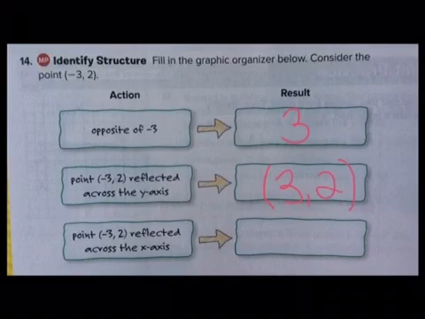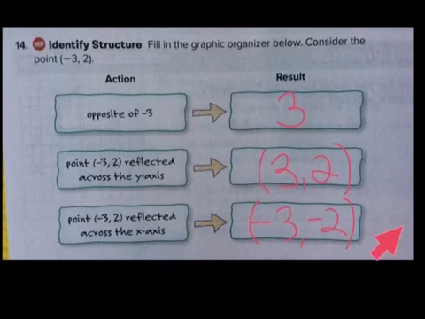The x-axis means we're going to go across the other way, so the one that's going to change is our y. We're going to go across the x-axis, down. So now we have (-3, -2), and there we have it. Those are your key answers. All right, see you in class, everyone.